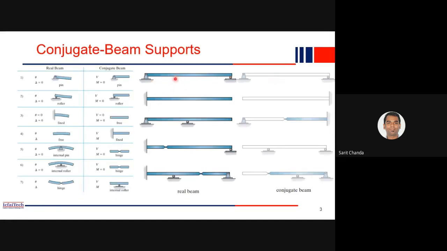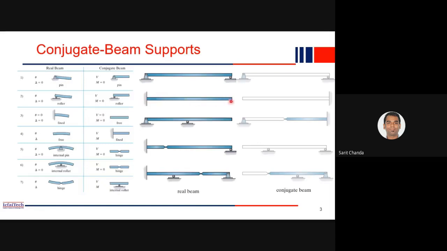So this one is a real beam. In the real beam, this end is a hinge, so in the conjugate beam also, this end is a hinge. There is no change, right? Whatever is hinge in the real beam is also hinge in the conjugate beam. Only if the end of the real beam is fixed, then in the conjugate beam, it will be free.